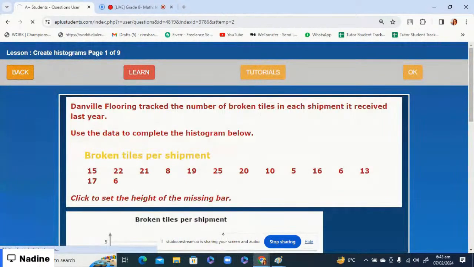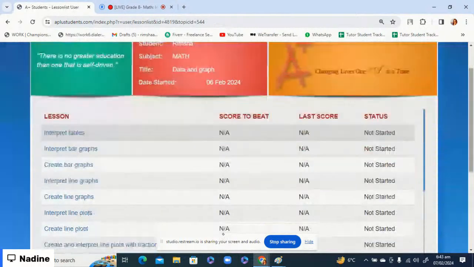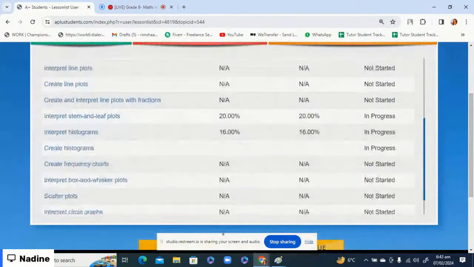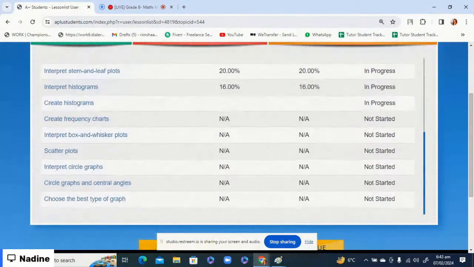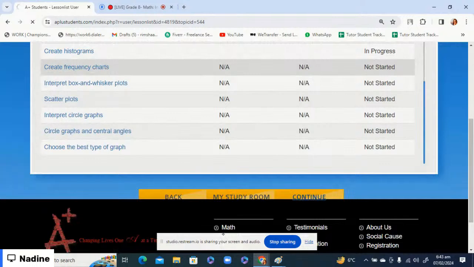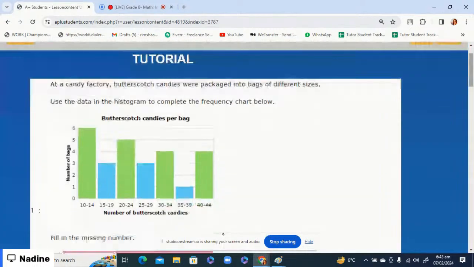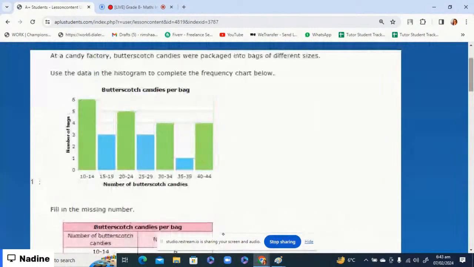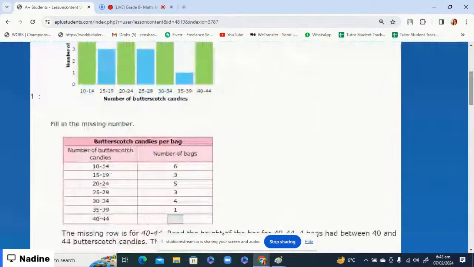Now today we discussed these three lessons: interpret stem and leaf, interpret the histogram, and create the histogram. Okay, and now let's do create frequency charts. This is again the same thing. We are creating now the frequency charts for that.